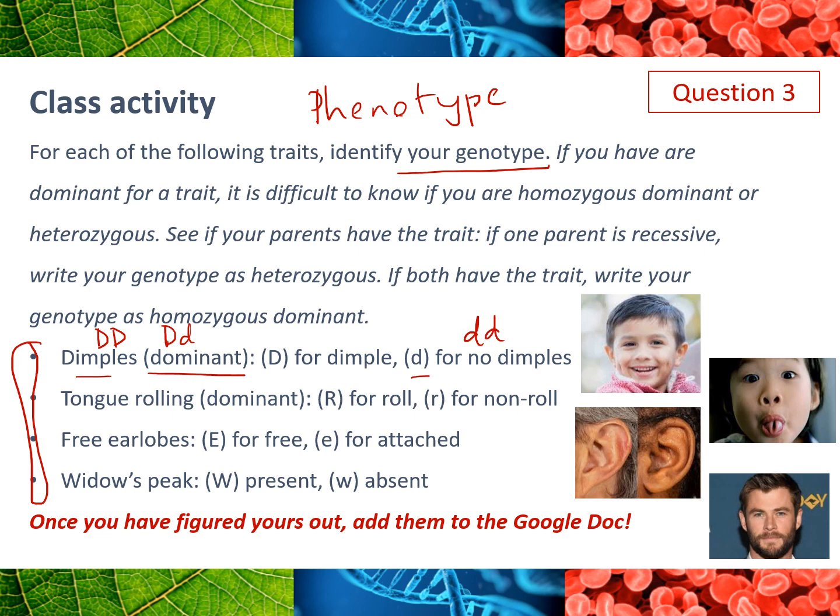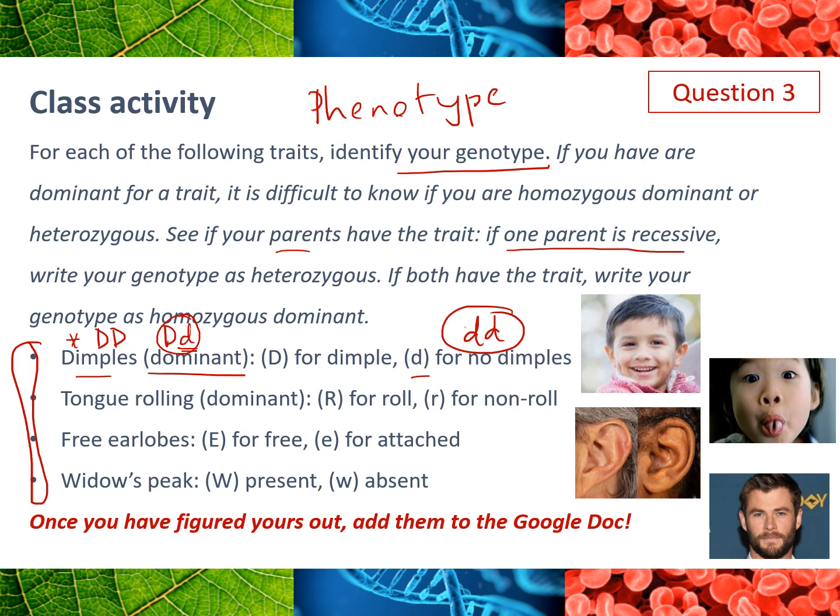So if for any of these you have the trait, I want you, if you can, and it's not distracting them, go see your parents, both of your parents if they're around, one parent, or you can just guess. But see, do they have the trait? Because if one of your parents does not, let's say you have dimples, your mum has dimples, but your dad does not have dimples. That means your dad has to be recessive, which means he could only have given you a recessive allele, which would mean that you are heterozygous, okay?